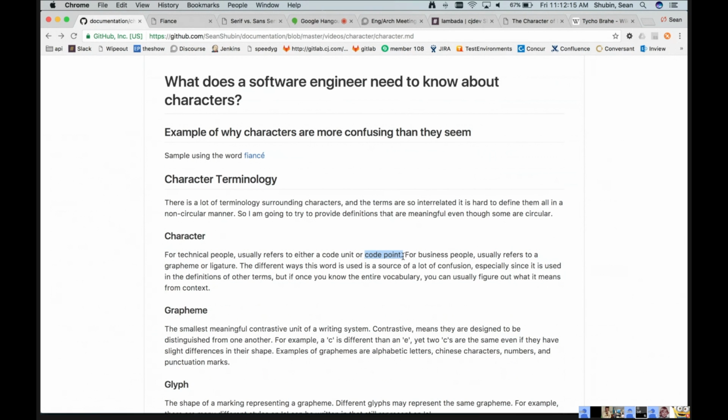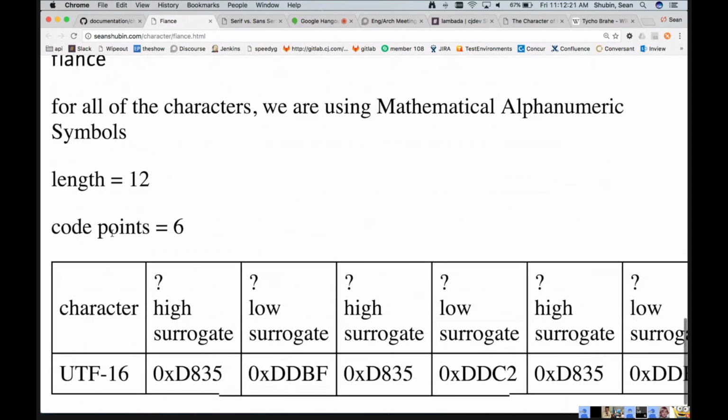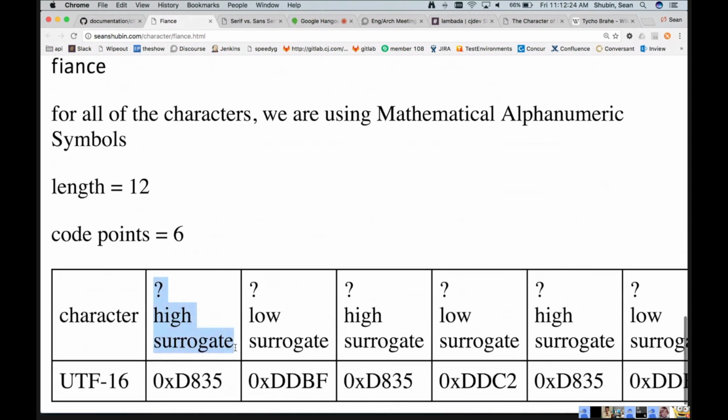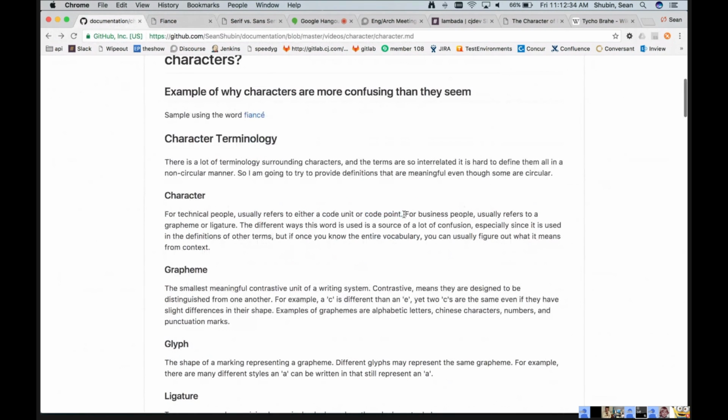With a code point, that's actually the actual character. So if I go back to this example, this high surrogate is a code unit. The combination of the high surrogate and the low surrogate, that's the code point. So that's what technical people are usually referring to when they say the number of characters is something.